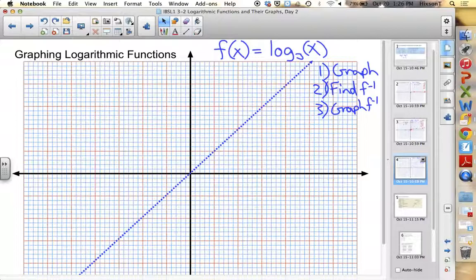When it says find f inverse, it's not an imaginary friend, it's not the right equation. Find what that function would be, f inverse.